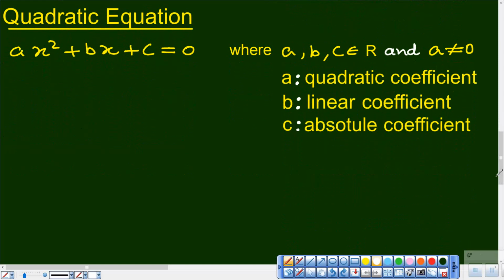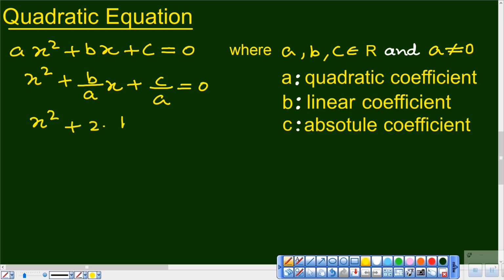Now, since we know that a is not equal to 0, I can divide by a and write it as x square plus b upon a x plus c upon a is equal to 0. Or I can break it down into x square plus 2 into b upon 2a x plus c upon a is equal to 0. I have done a smart step to complete the square. Now I can add something and subtract something to make a complete square.